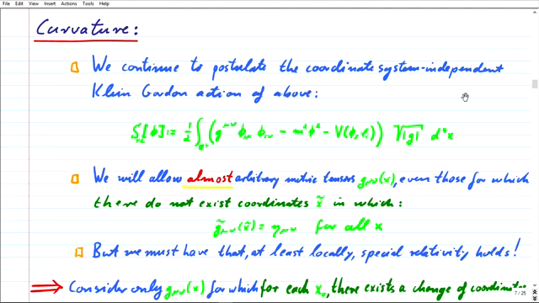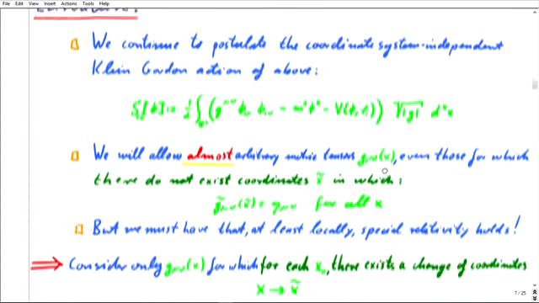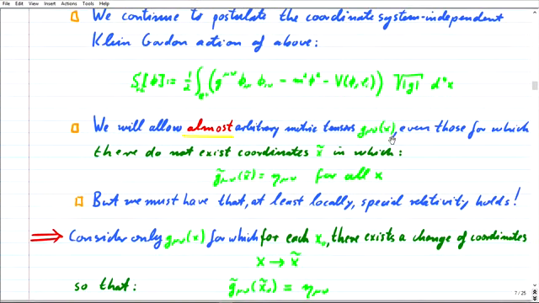Then, in fact, we will allow almost any g mu nu of x. However, we will want that there ought to be a change of coordinates for every point on the manifold. There ought to exist a change of coordinates such that at that point at least, the metric in that new coordinate system takes the form eta mu nu.